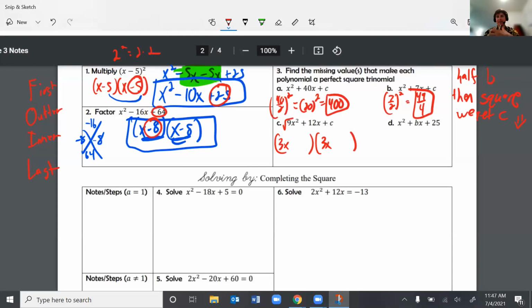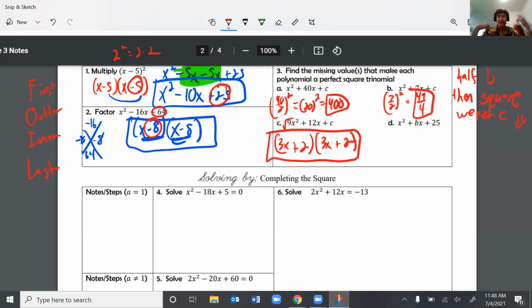How do we get that c term? Well, we've been doing half of b, so half of 12 would be 6. Square that is 36. But that's not exactly where we want to get to. We have to play around with this a little bit and see how we can get that last term. So I'm just going to guess and check, but I know in this one I'm going to get plus 2 and plus 2. You could double check that by multiplying that through.